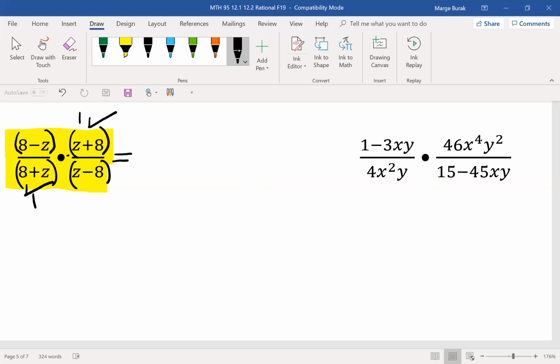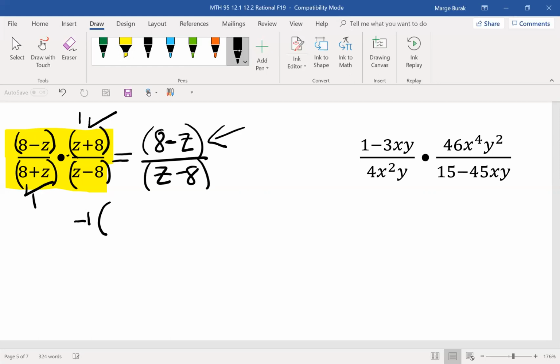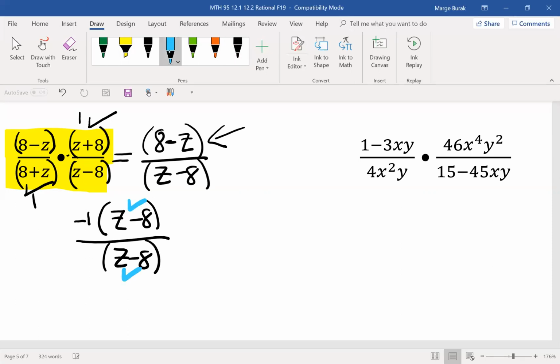So I have 1 times 8 minus z, and 1 times z minus 8, which is just a little too corny, because remember our trick, if we take a -1 and factor that out of the 8 minus z right here, it becomes z minus 8. Got to remember that trick. And then this z minus 8, and now we have another 1. Those are both 1s because z minus 8 divided by z minus 8. And the answer is -1. The whole answer to that is -1.